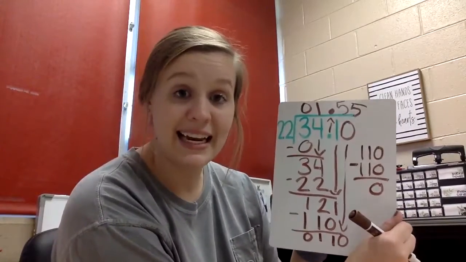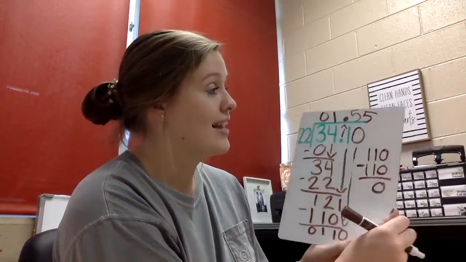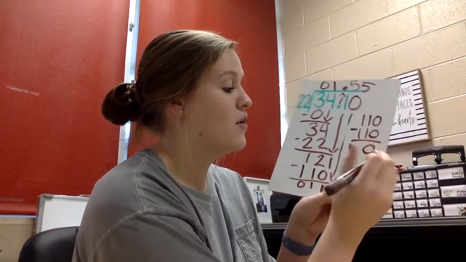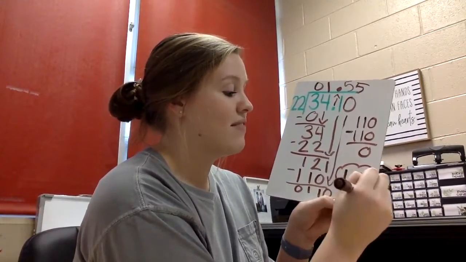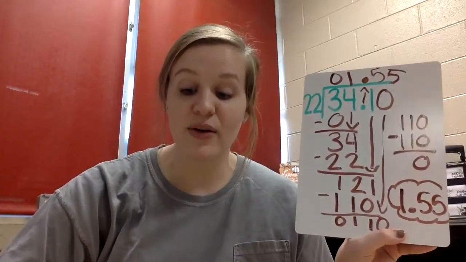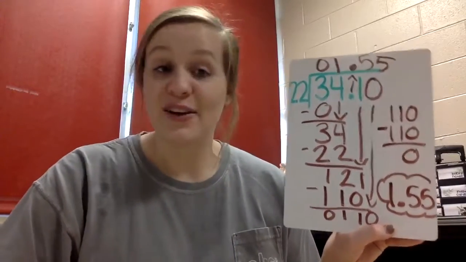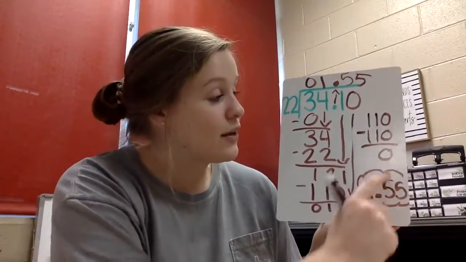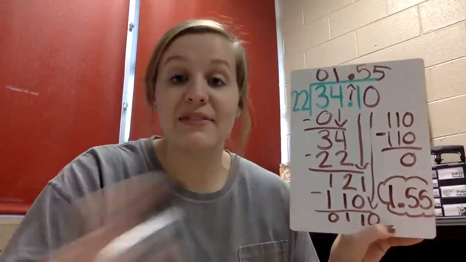So we are done, and we found out that our answer is 1.55, or 1 and 55 hundredths. So remember, when you have a decimal, can you have a remainder? No, you cannot. You have to add that 0 and keep going until you get a remainder of 0.